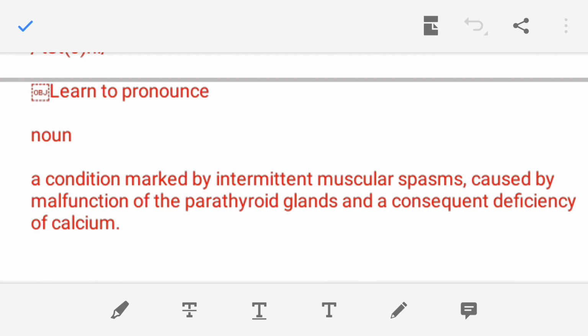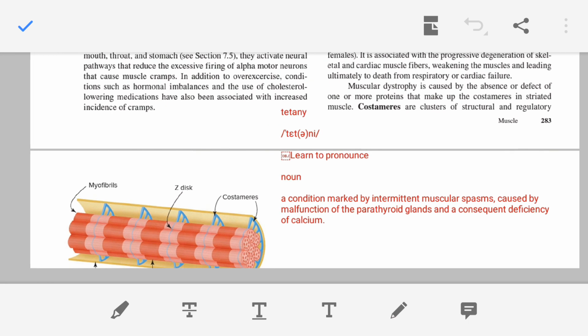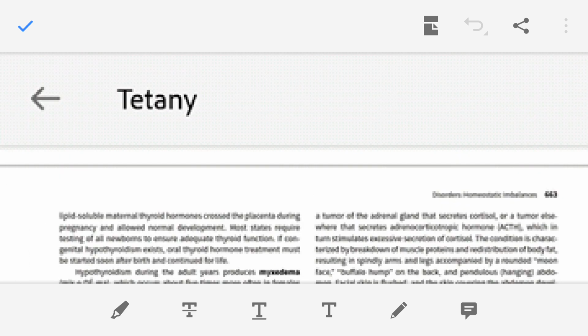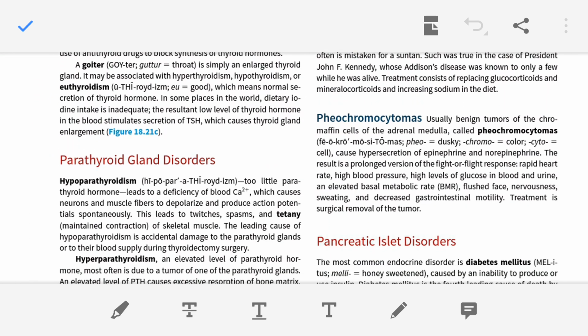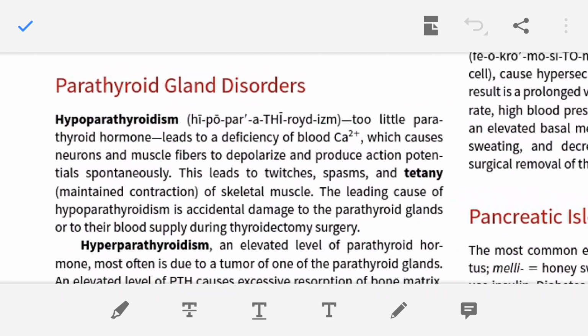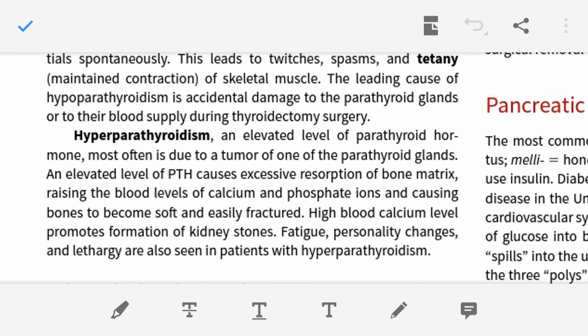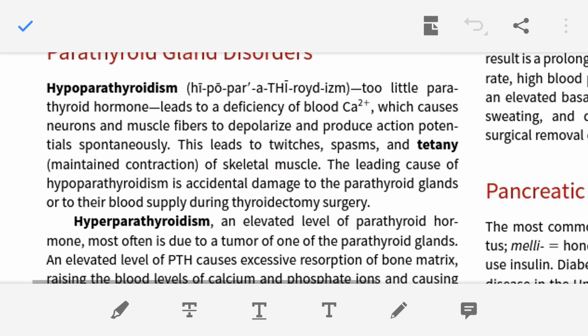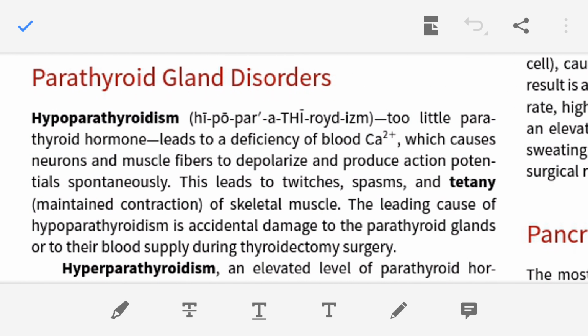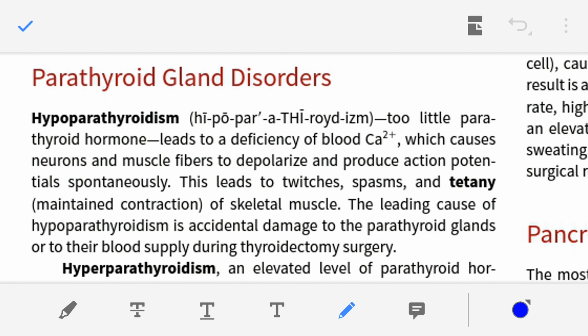What is the muscular spasm, we are also going to discuss now. Here you can see parathyroid gland disorder. There are two parathyroid glands. We can classify parathyroid gland disorder into two categories. One category is hypoparathyroidism, and the second category is hyperparathyroidism. Here we are discussing hypoparathyroidism. Now, what is hypoparathyroidism?